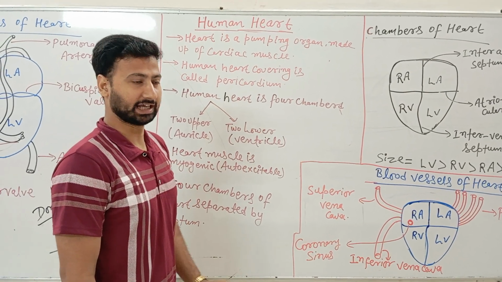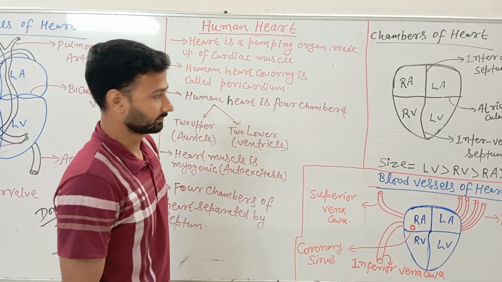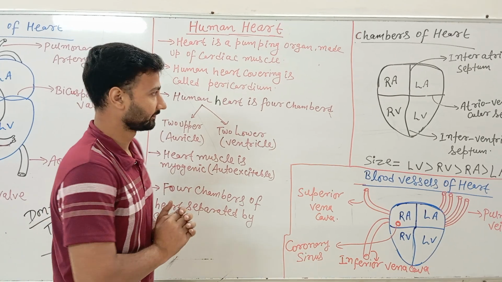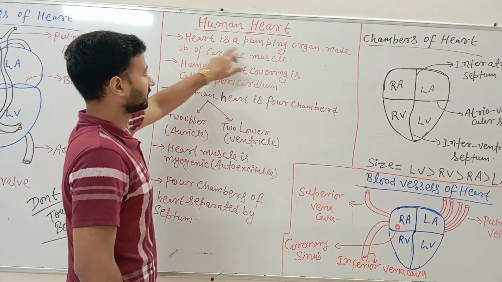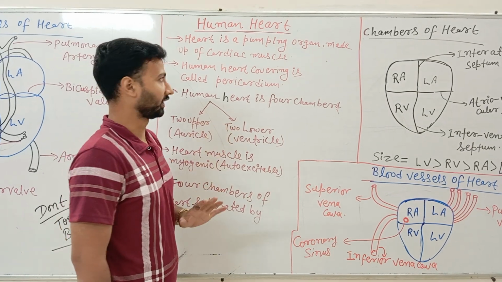Today I am going to teach an important chapter from class 11th, which is circulatory system. In human circulatory system, the most important organ is heart. As we know, heart is a pumping organ. It means it pumps blood in entire body parts.